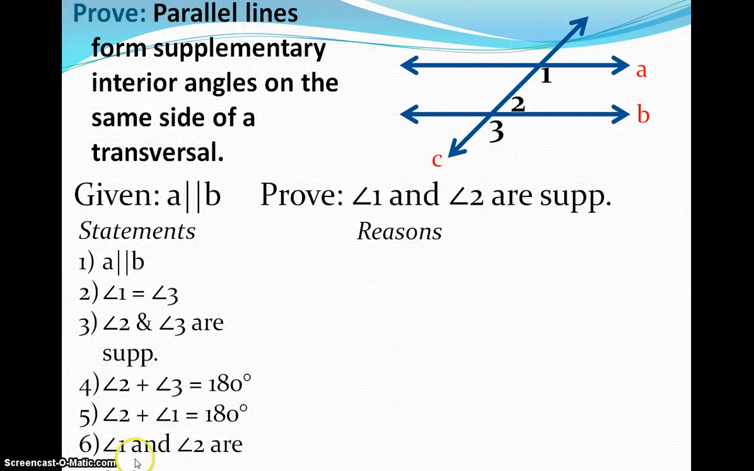And so I know you can't see the supplementary part on there, but again, last but not least, why am I able to conclude based off of all these different steps, that direct proof of knocking down the dominoes, that angle 1 and angle 2 are supplementary to each other? Please have this ready for our next class period.